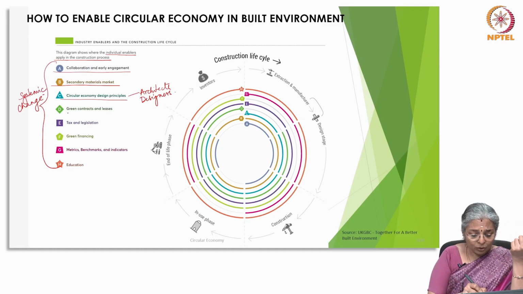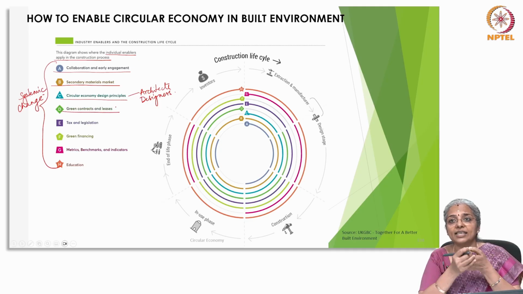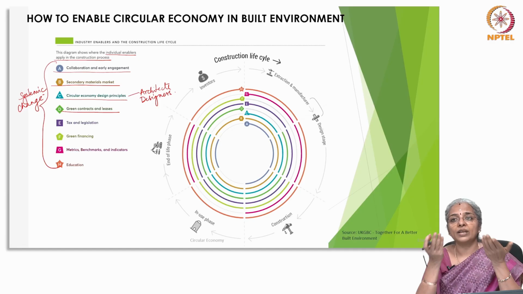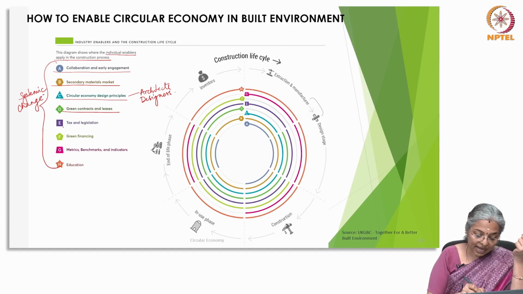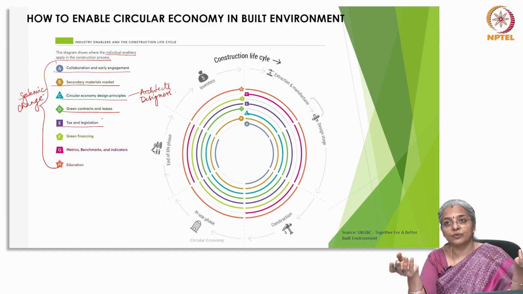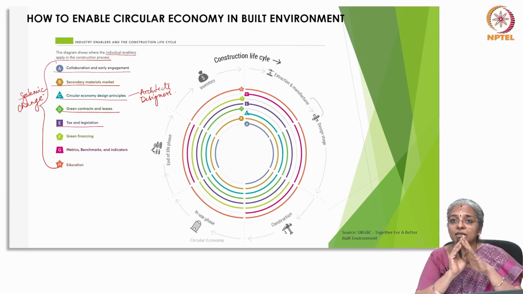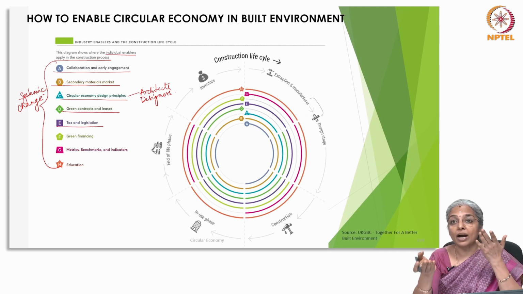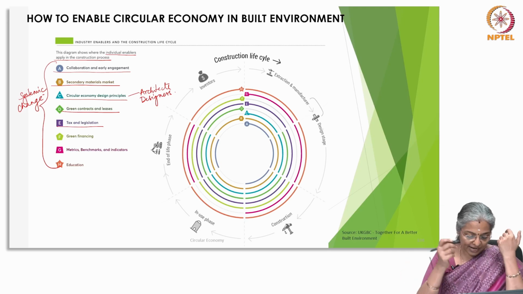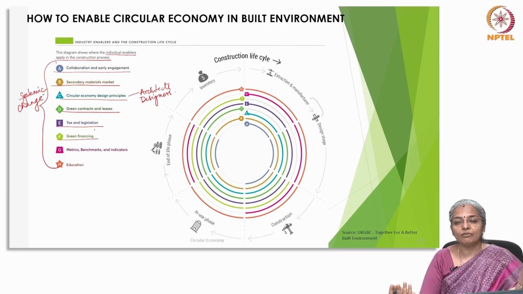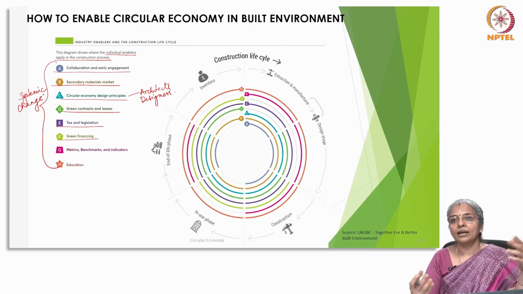Then if we look at green contracts and leases, it means we need to expand the use of these contracts and leases to include circular economy. Then tax and legislation, not really in the hands of the architects, but we can push for tax, legislation, policy systems that can direct the industry and markets towards circularity. And then we can also have some green financing. The greener you are building, the more finance you could get or easier to get, and this will stimulate business support for a circular economy.